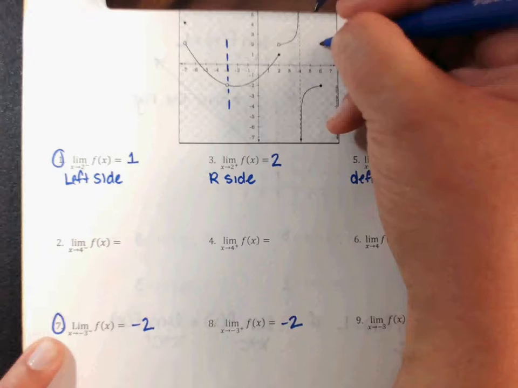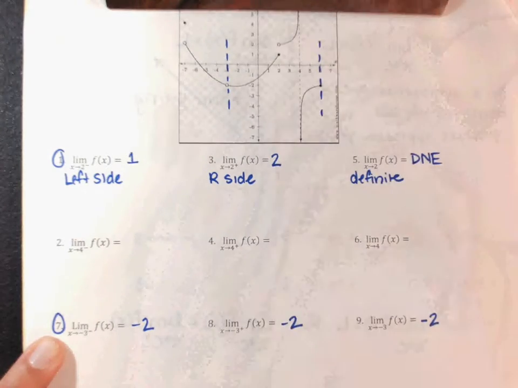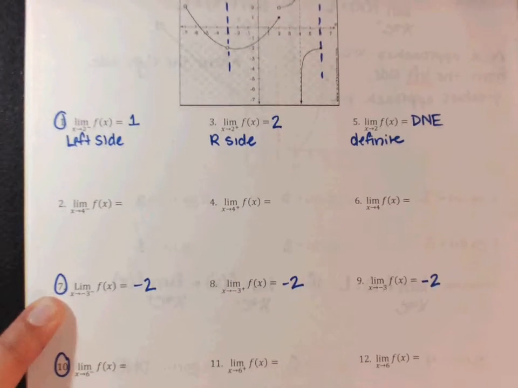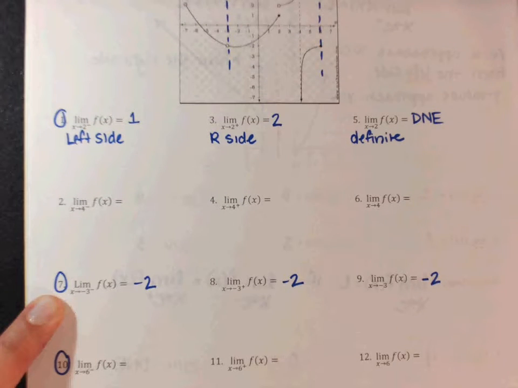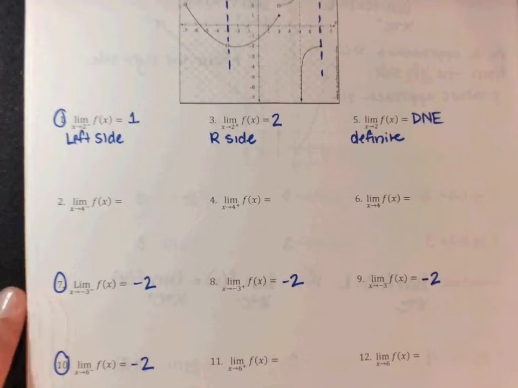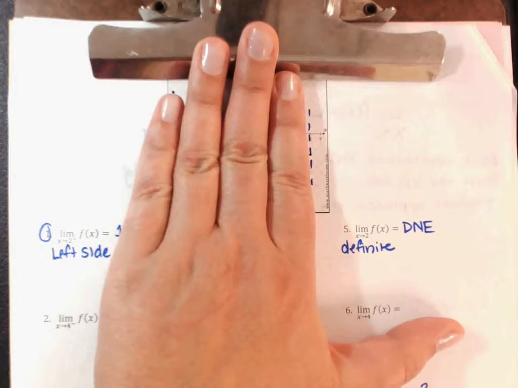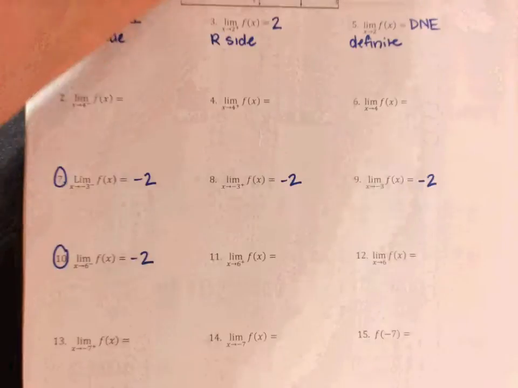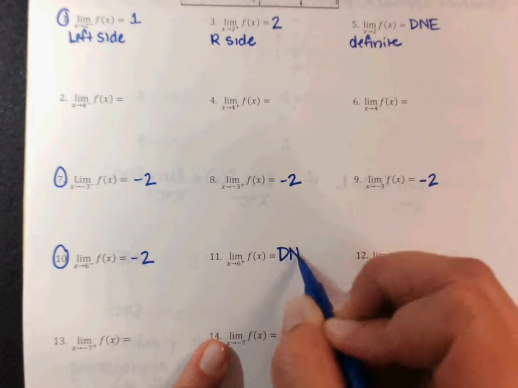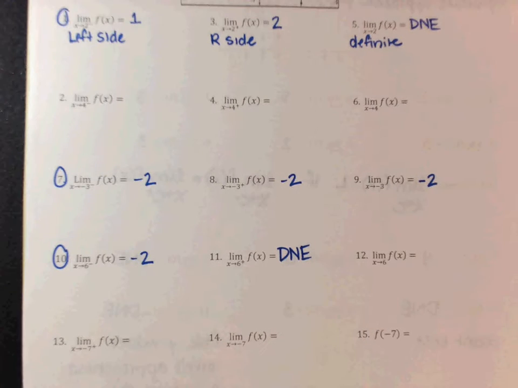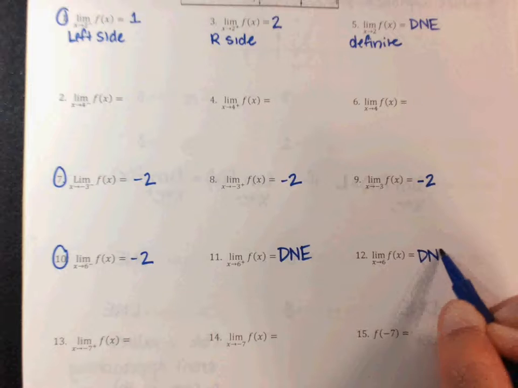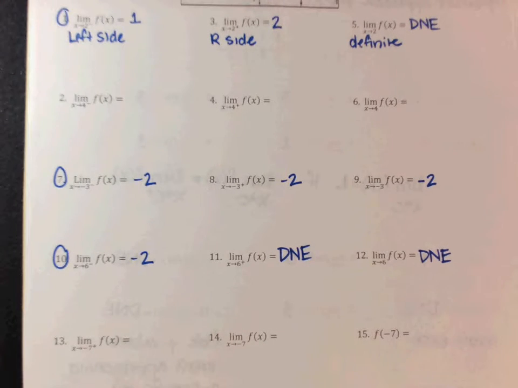Six is here. If I cover up the right side and only look at the left side, what is my limit? -2. -2 is correct. What about if I cover up the left side and only look on the right? There's nothing there. It's DNE. But that was kind of tricky. Okay. My bad on that. Okay, and then next one, what about if X approaches 6? Does not exist. Because if the two sides aren't the same, it doesn't exist. So if you don't have a side, how could they be the same, yeah?